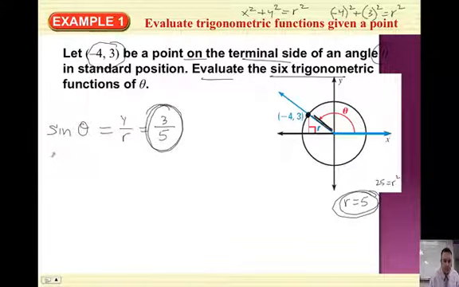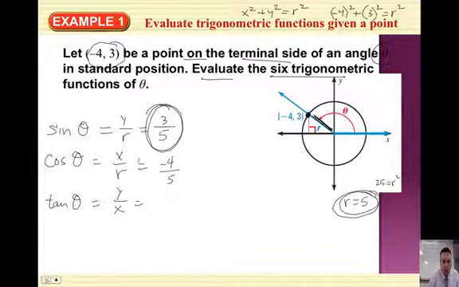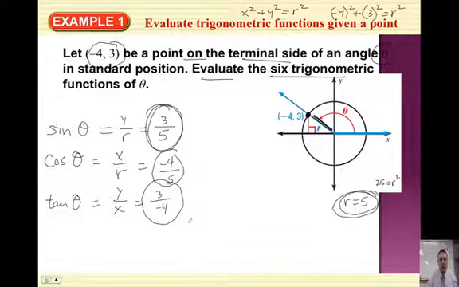Next one, cosine. Cosine of this angle right here is x over r, which equals negative 4 over r, which is 5 we found. And tangent of theta is y over x, which is y is 3, x is -4. There we go. There's our three main trig functions, and then you just flip them to do the opposite. So cosecant, which is the flip of sine, is r over y, which is 5 over 3.